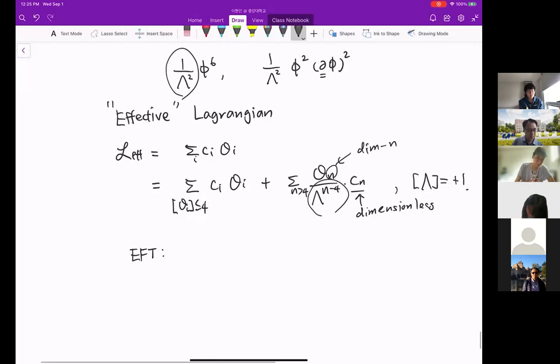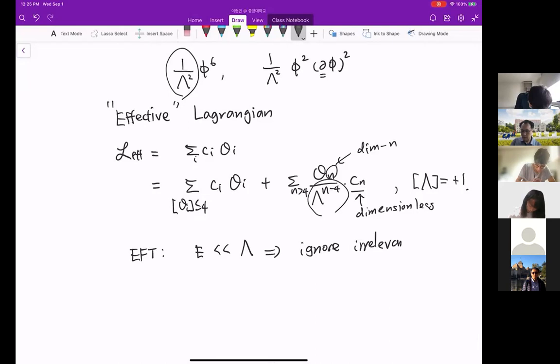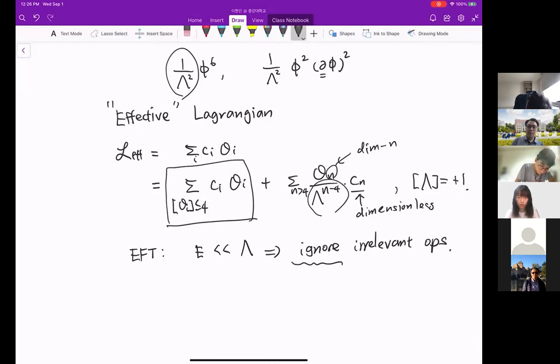Then the EFT description is valid when the energy of your interest is much smaller than this lambda. Then you can ignore the irrelevant operators. You can just estimate certain corrections due to these high order interactions, but your prediction is dominated by the relevant and marginal operators. This is important. So whenever you have a suppression in the coefficient, then those are irrelevant.